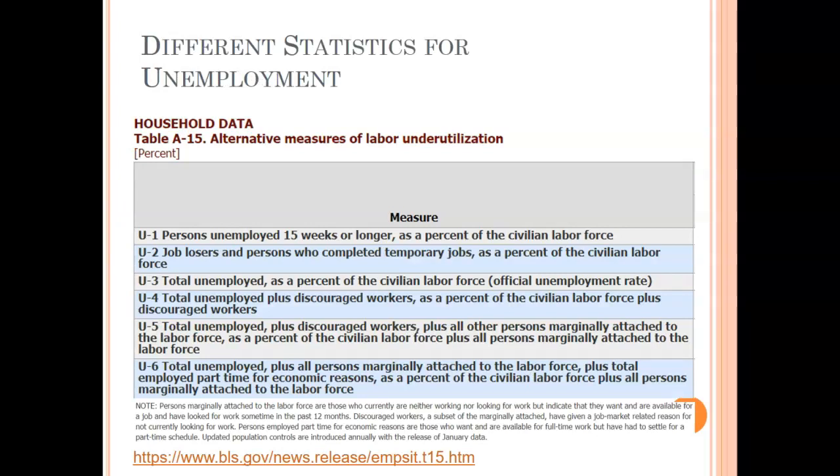Now, there are actually 6 different kinds of unemployment rate. The one that we typically talk about is unemployment 3. Some of them do talk about discouraged workers, like unemployment 4 and unemployment 5. Some of them talk about those who are marginally attached to the labor force. So there are different ones if you want to look into it. The typical reported one is unemployment 3, though. You can see it's the official unemployment rate there.